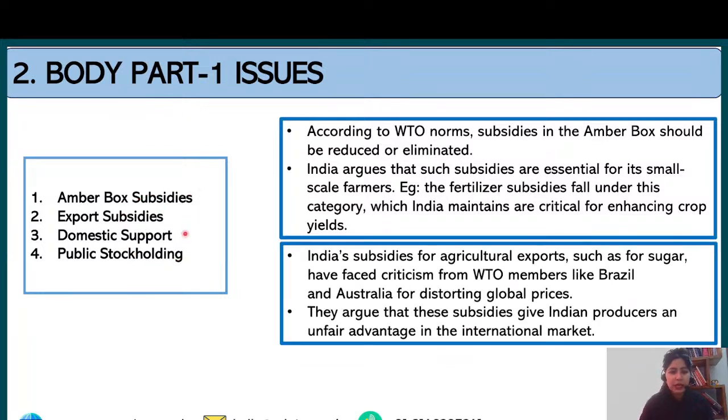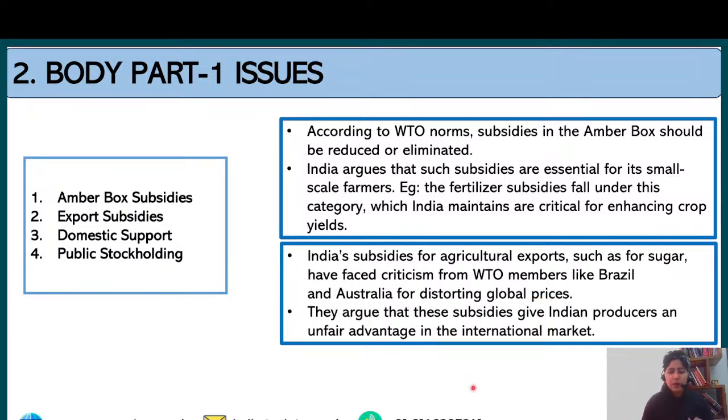Then the second one is export subsidies. So India's subsidies for agriculture exports, such as sugar, have faced criticism from WTO members like Brazil and Australia for distorting global prices. So nobody wants some other country to be making its exports cheaper, because then people will be motivated to buy the cheaper products when they are imported to a certain country. So these subsidies give Indian producers an unfair advantage in the international market.